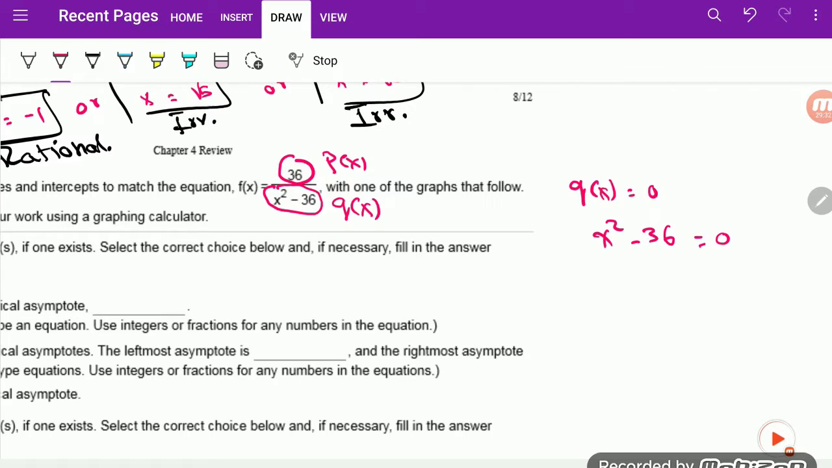When you solve for x, what are you going to get? You can solve using the square root property or difference of two squares, as you like. I'm going to use the square root property. Add positive 36 to both sides, then take the square root of both sides. Remember, when you take the square root of both sides, you get positive and negative zeros. The square root cancels with the 2, we get x, and we get positive and negative 6. So we have two vertical asymptotes. This is the first analysis.